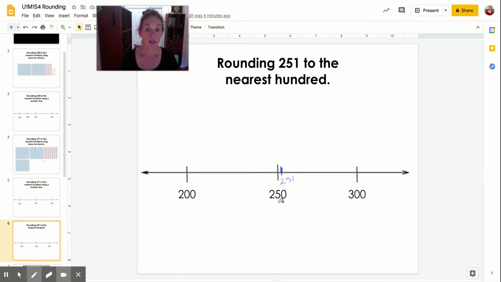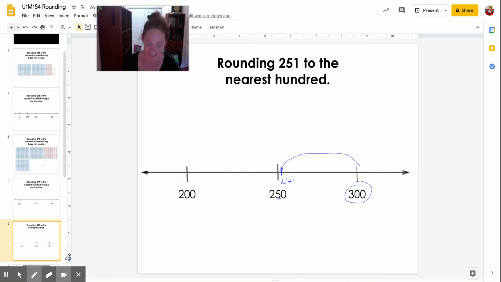Remember, you're looking at the tens place. In this case, this 5. When the number in the place you're looking at is 5, 6, 7, 8, or 9, you always round up. So in this case, 251 rounds to 300.